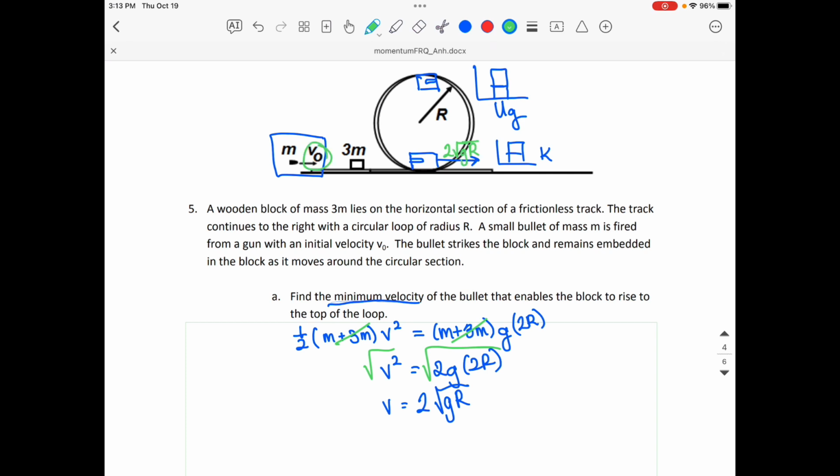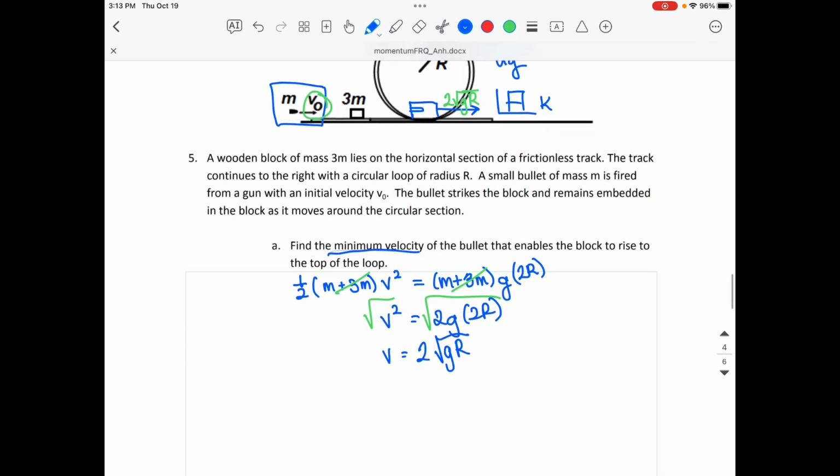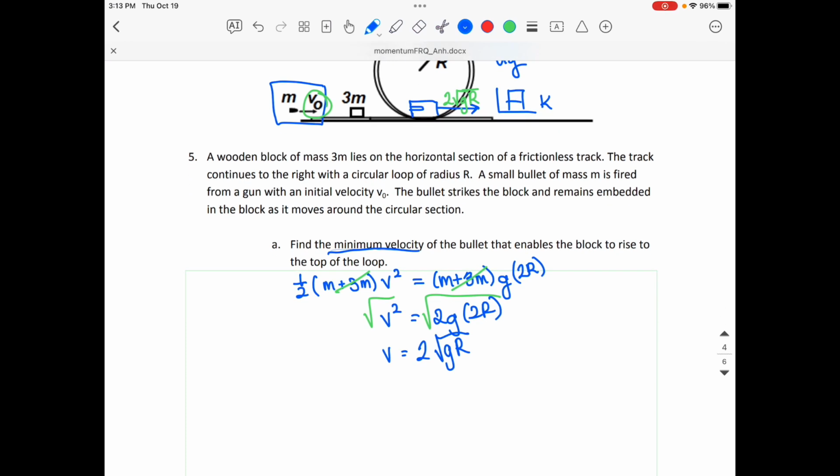What we want is this velocity. Now, as I stated, the kinetic energy is not conserved when we have an inelastic collision, but what we do know is that momentum is conserved. So I'm going to use P initial is equal to P final. My initial momentum is just the momentum of the bullet because the block is not in motion, and then it's going to collide together to make one mass. And then the final velocity I calculated from up here, which is 2 root gr. And then from there, we can simplify.